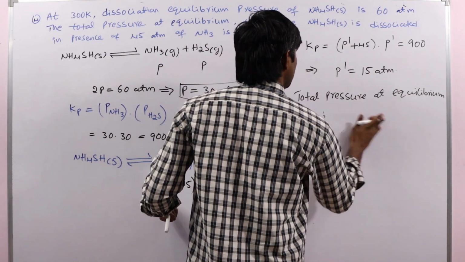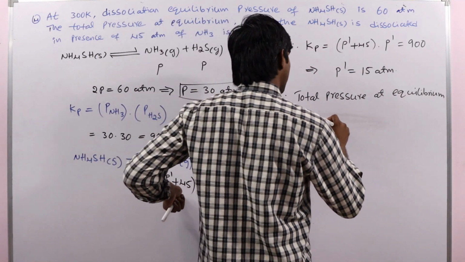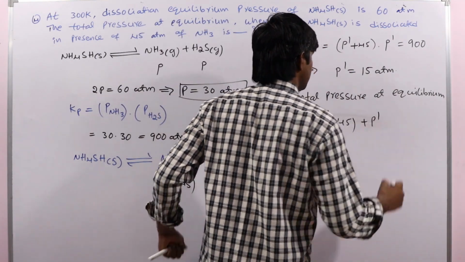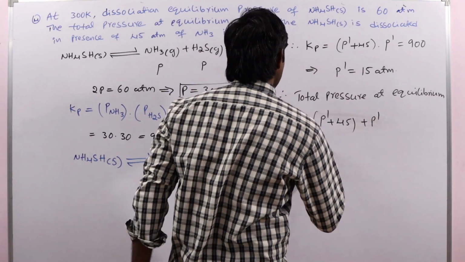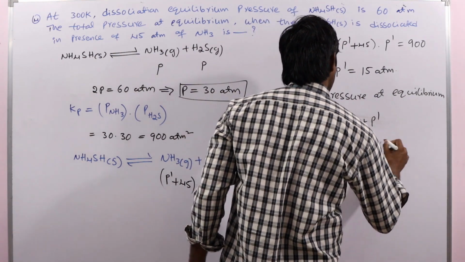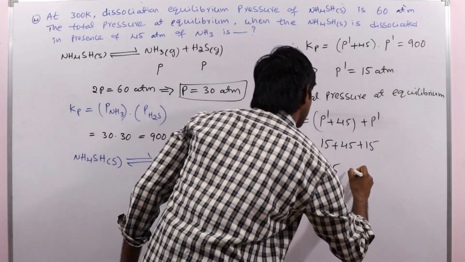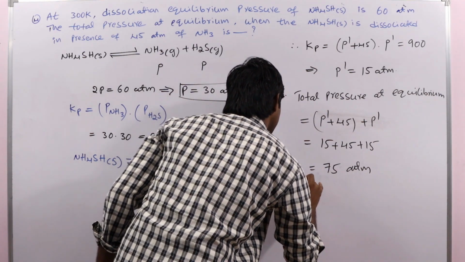Or we can write it in this way. I don't want to confuse you. The partial pressure of NH3 is P dash plus 45, plus the partial pressure of H2S, P dash. If you substitute here, 15 plus 45 plus 15, that is equal to 75 atmosphere. So this is P total.